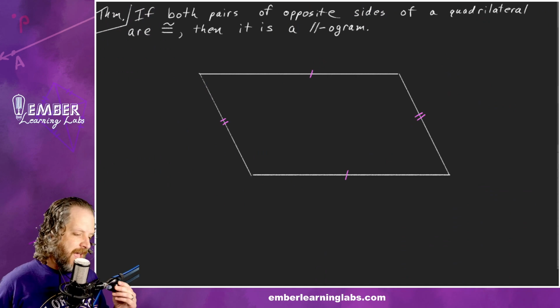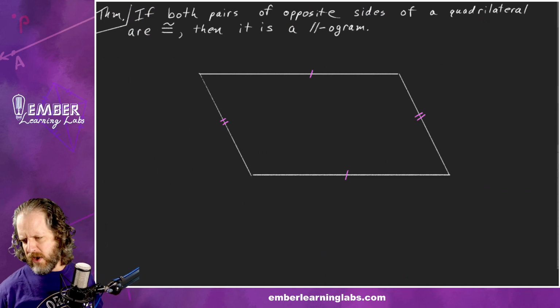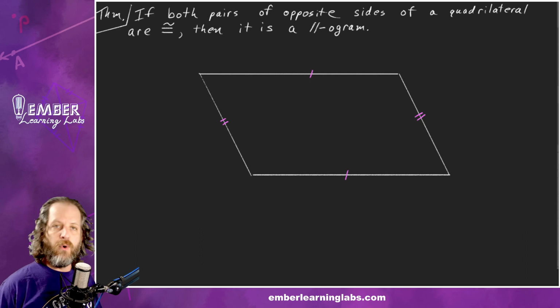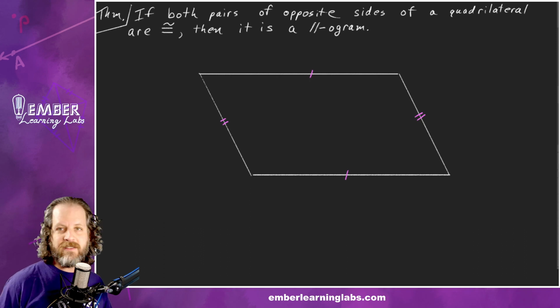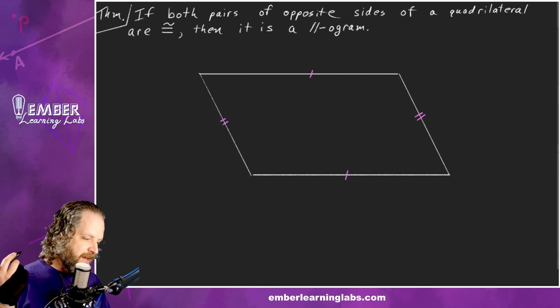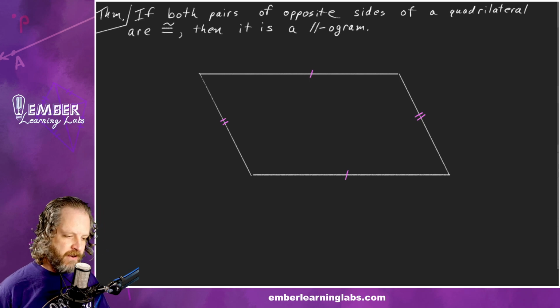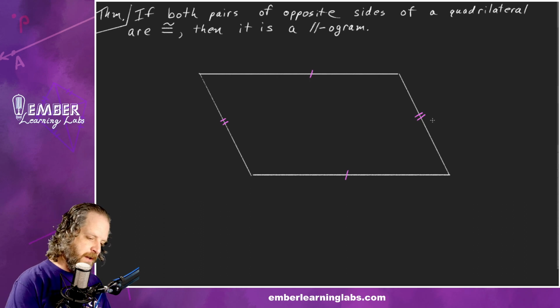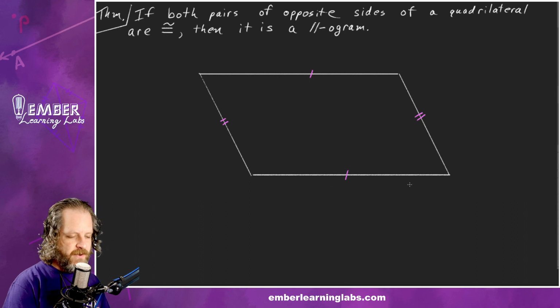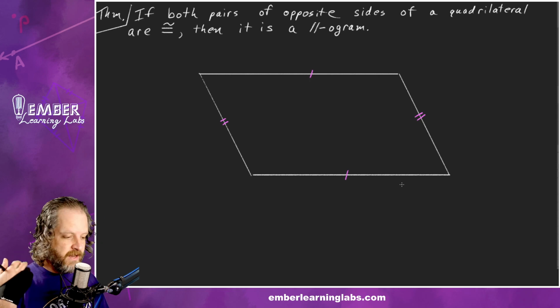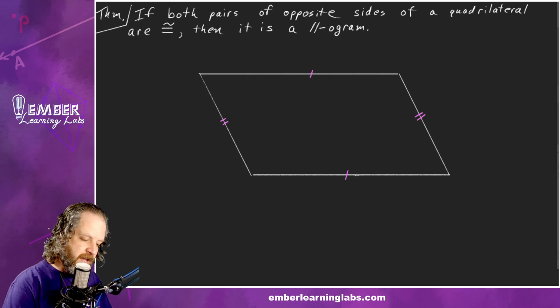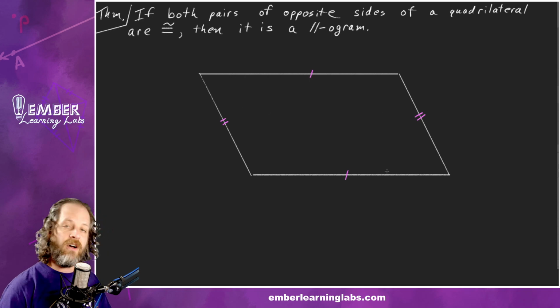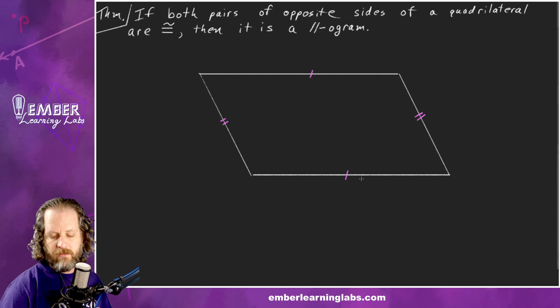So we've got a few theorems, four, I think, right? Yeah, four theorems we're going to look at, which are basically converses of the other theorems. The first one is if both pairs of opposite sides of a quadrilateral are congruent, then it's a parallelogram. So we got a picture that matches that. If you have a quadrilateral, a four-sided polygon, and you determine that both pairs of opposite sides are congruent, then you can say definitively it is a parallelogram, right?